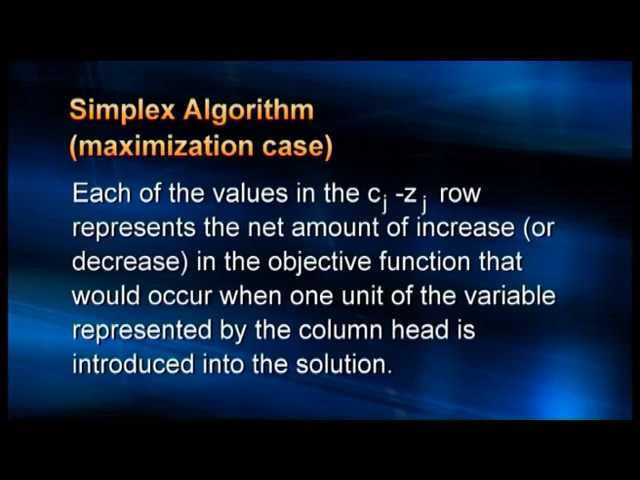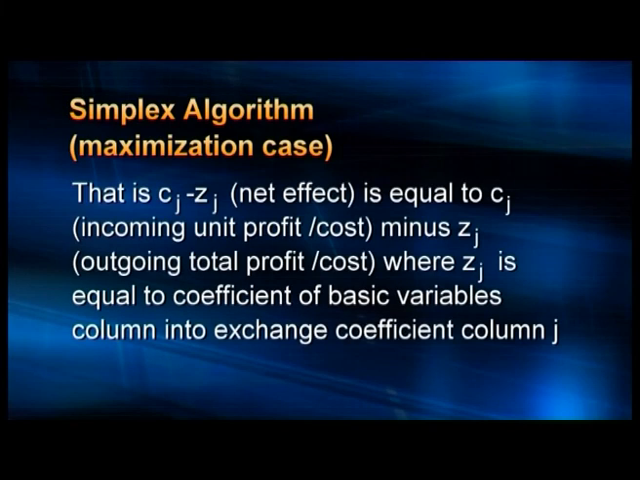Each of the values in the Cj minus Zj row represents the net amount of increase or decrease in the objective function that would occur when one unit of the variable represented by the column head is introduced into the solution. That is, the Cj minus Zj net effect is equal to Cj, the incoming unit profit or cost, minus Zj, the outgoing total profit or cost, where Zj is equal to the coefficient of basic variables column into the exchange coefficient column j.